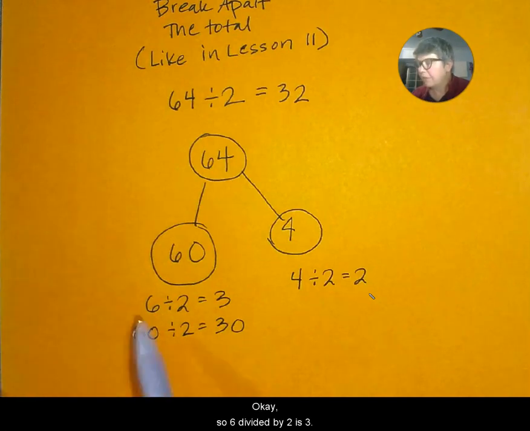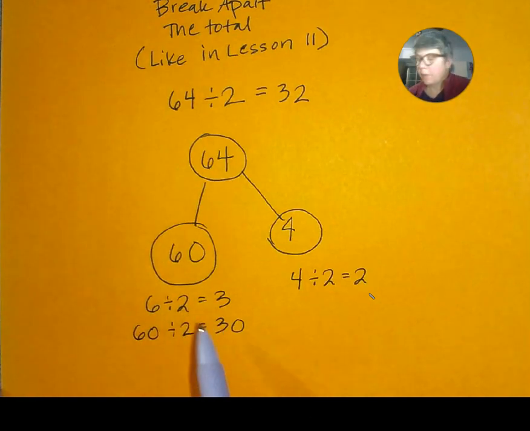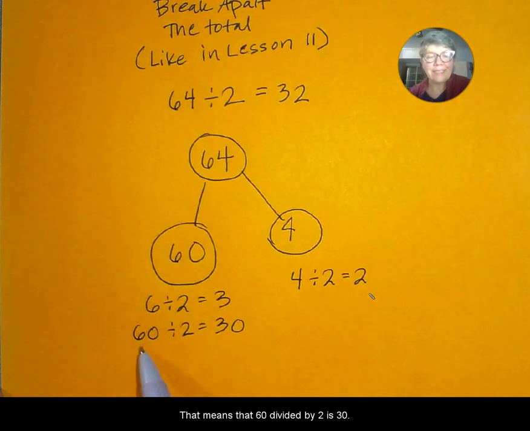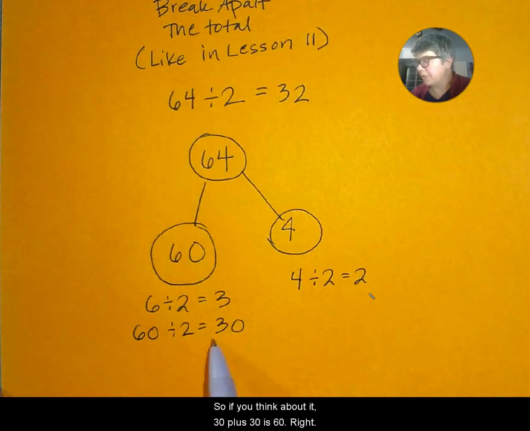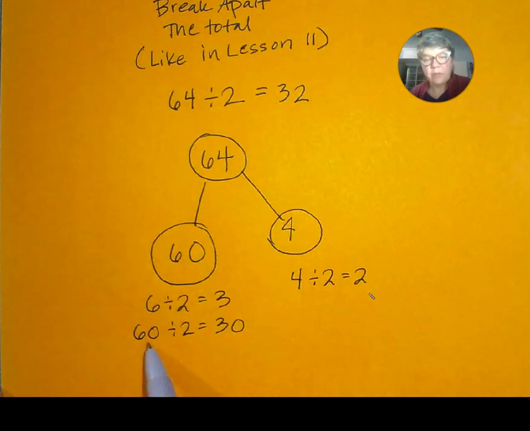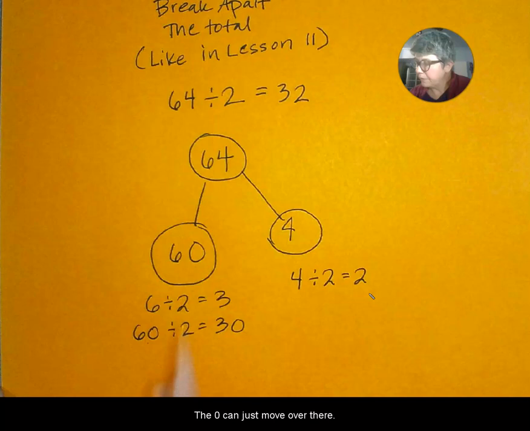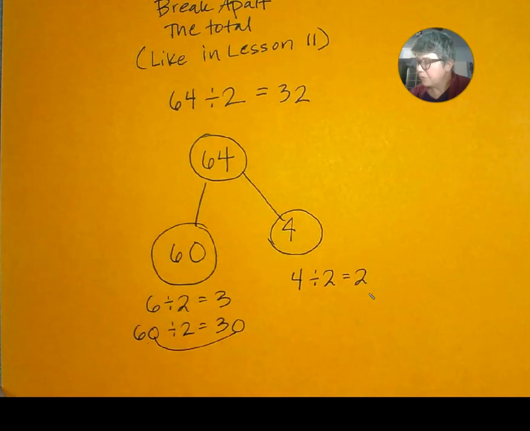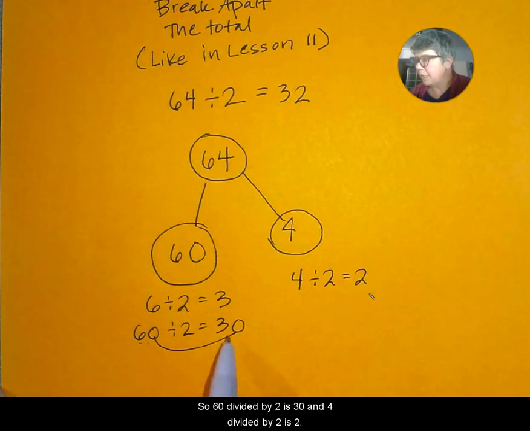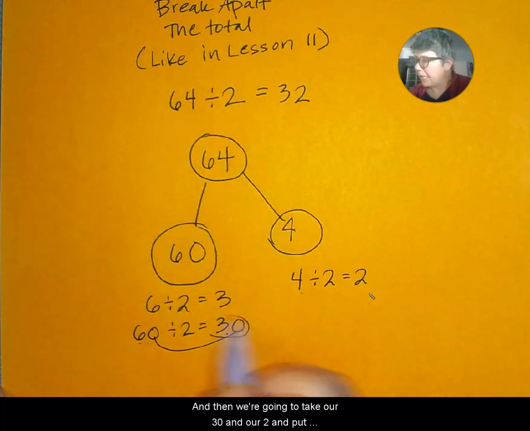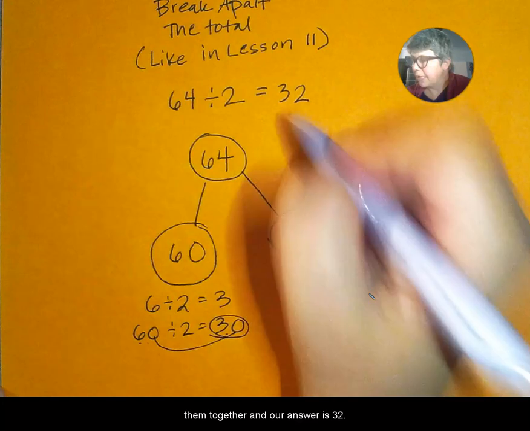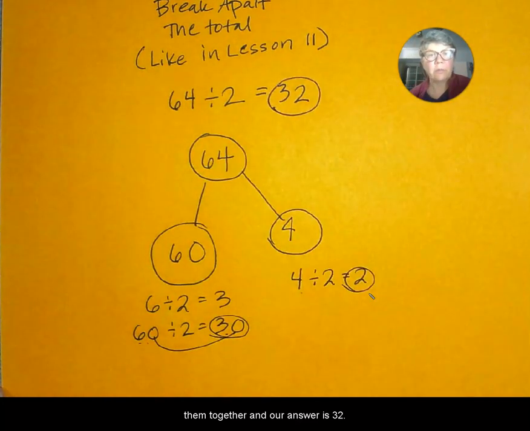Okay, so 6 divided by 2 is 3. And that means that 60 divided by 2 is 30. So if you think about it, 30 plus 30 is 60, right? So we have this extra 0 here. The 0 can just move over there. So 60 divided by 2 is 30, and 4 divided by 2 is 2. And then we're going to take our 30 and our 2 and put them together, and our answer is 32.